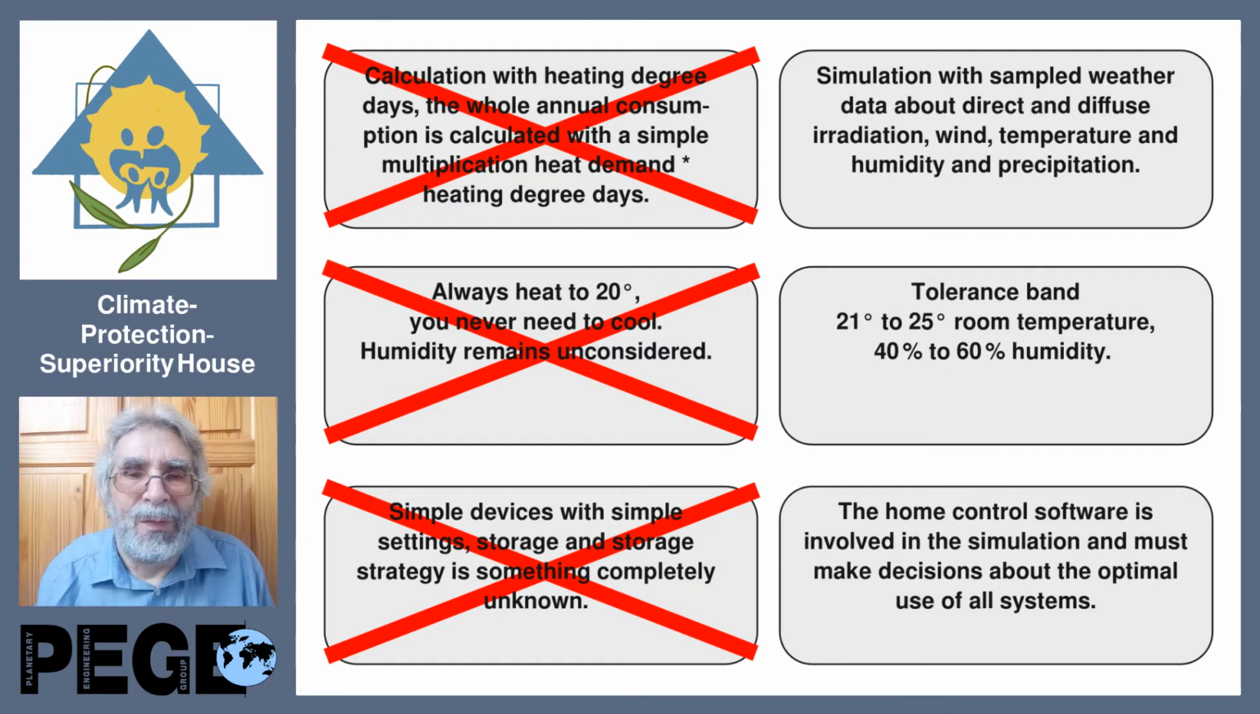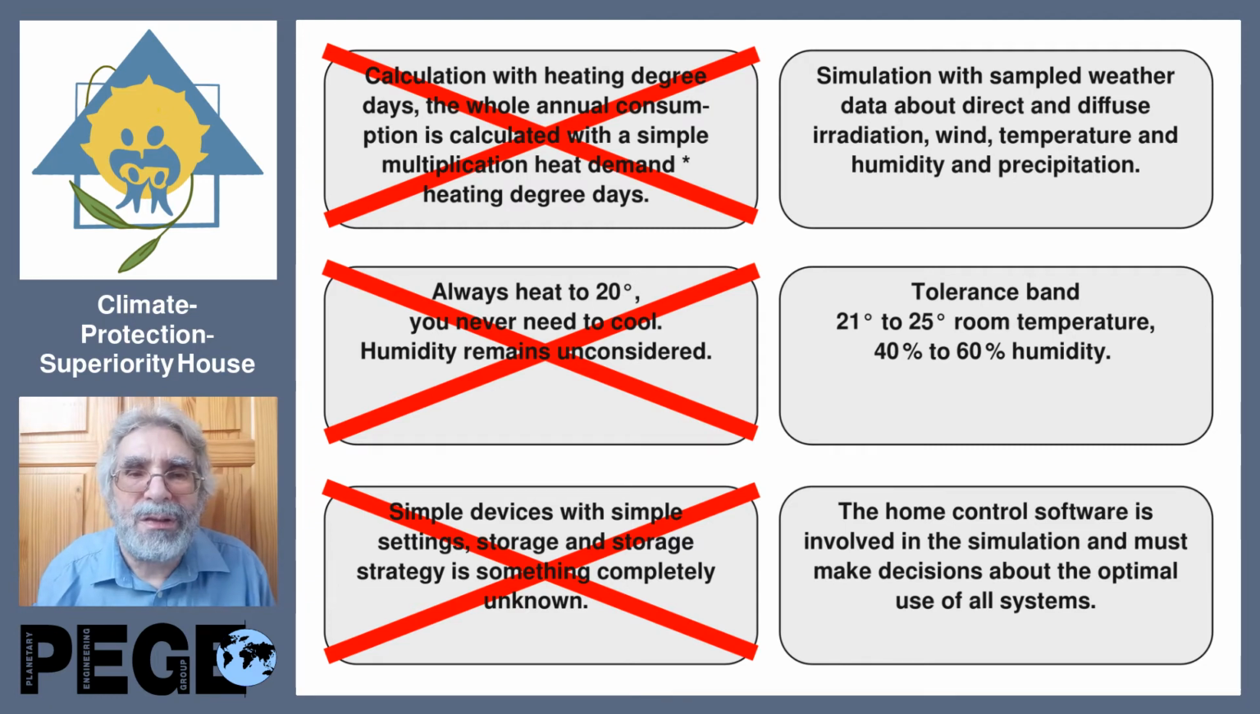The next one, we have to replace 20 degrees by a tolerance band for the room temperature, because when you say 20 degrees and it's hot outside, you have to immediately cool, and this would be a waste of energy. So we say, okay, when it's so hot outside, we tolerate it to go up to 25, and when it's cold, yes, 21 is the minimum, and so it's to calculate.